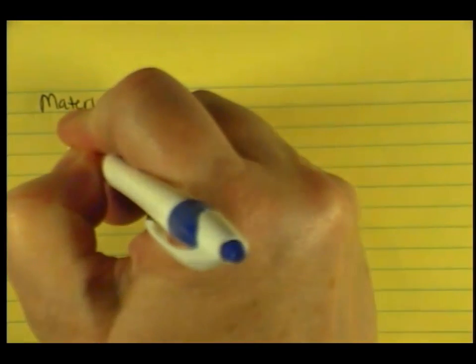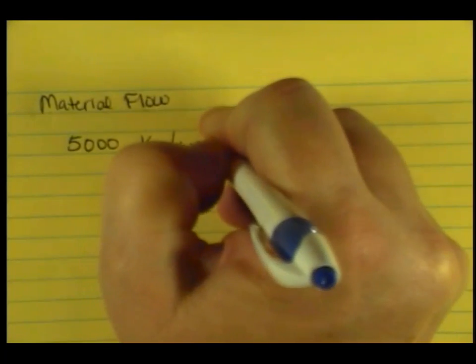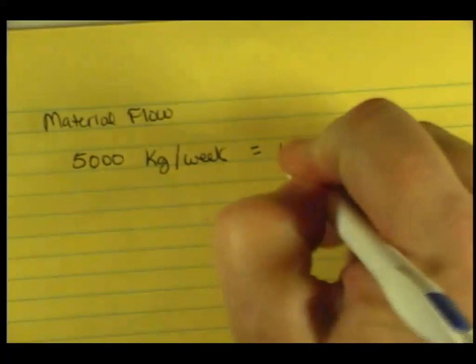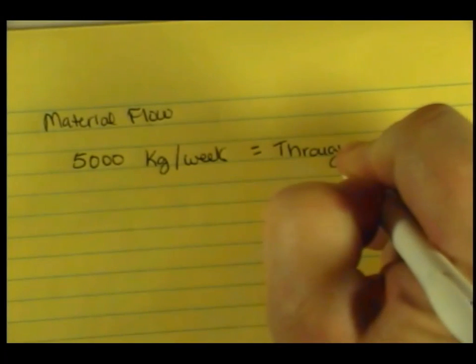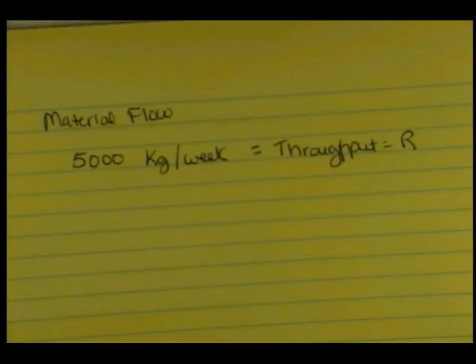It says a fast food restaurant processes an average of 5,000 kilograms of hamburger per week. So if I say 5,000 kilograms of hamburger per week, am I talking about inventory, throughput, or flow time? The throughput? Exactly. So kilograms per week equals throughput, which is equal to R in our equation.